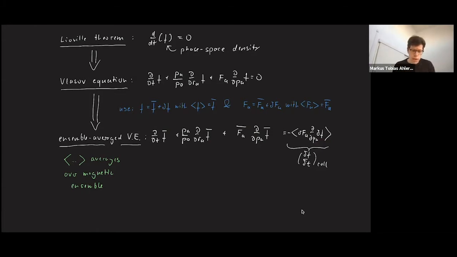Today we are looking at the difference between the Vlasov equation and the ensemble-averaged Vlasov equation. This here is the Vlasov equation, and this here is the ensemble-averaged Vlasov equation. By looking at the difference, we can now derive a differential equation for the small correction delta F. It looks as follows. I will not go through the details here, I will just present you the final expression.